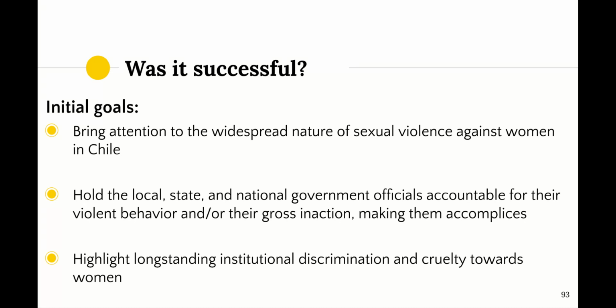When they report the cases of sexual violence against women, only 25% of those make it to the courts. In my opinion, this makes them accomplices.